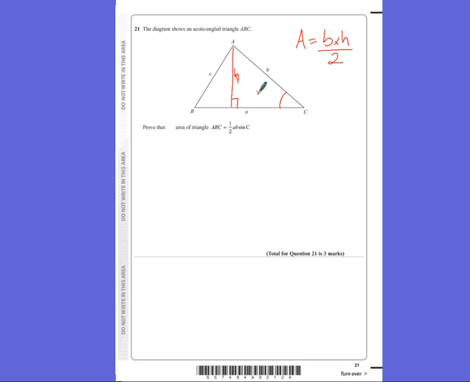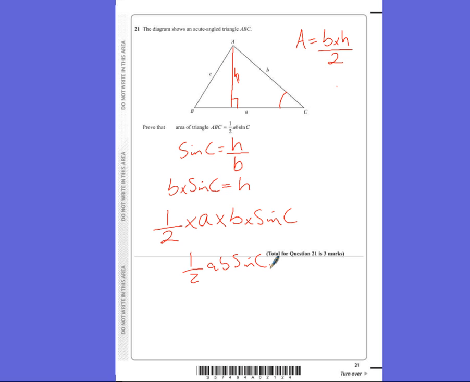So sin of angle C would be equal to the opposite, which is h, the height, over the hypotenuse, which is b. So h over b. So to work out h, just take b on the other side, we have b times sin C is equal to h. So even though we don't have the values, we can just do it in algebra. So h is b times sin C. And putting that into our original equation, we've got a half times the base, which was a, times the height, which is b sin C. So the area of this triangle is a half ab sin C.